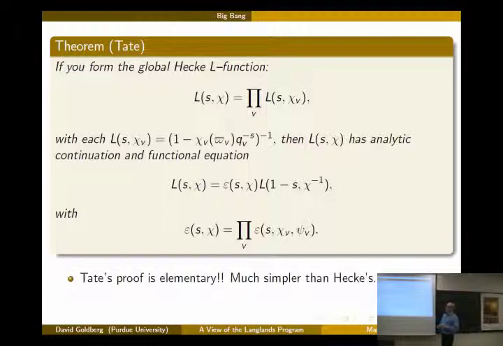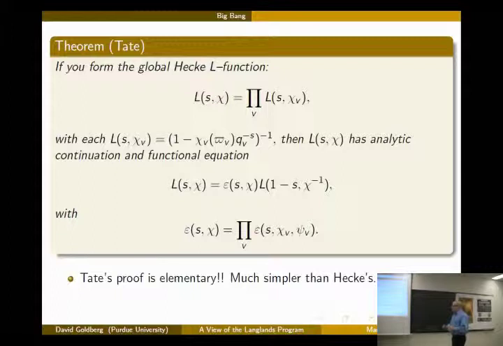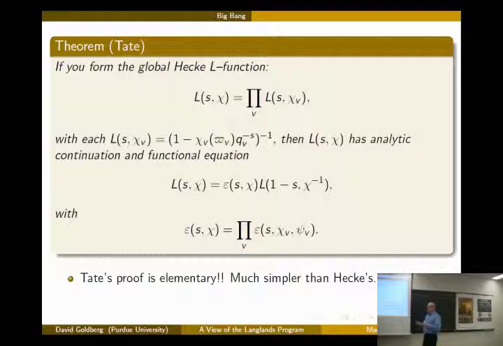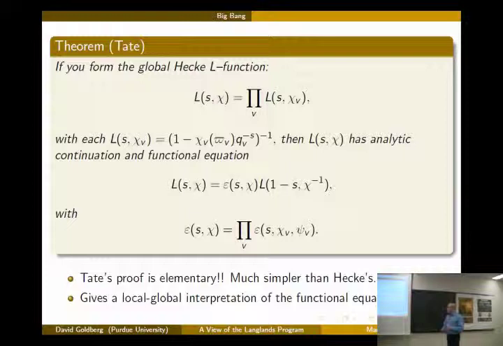So Tate's proof is elementary. I'd say it's really elementary. And so when students want to study in this area, it's oftentimes the first thing you give them to read. A student who's taken graduate algebra, graduate real analysis, and maybe complex analysis is pretty much ready. There are a few words from number theory you need to know to read this, but outside of that, it's just first year graduate analysis. And it also gives a local-global interpretation of a functional equation.